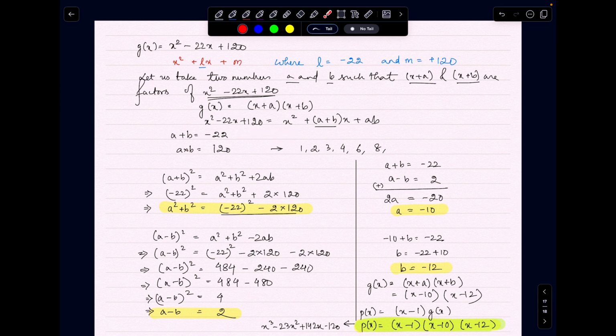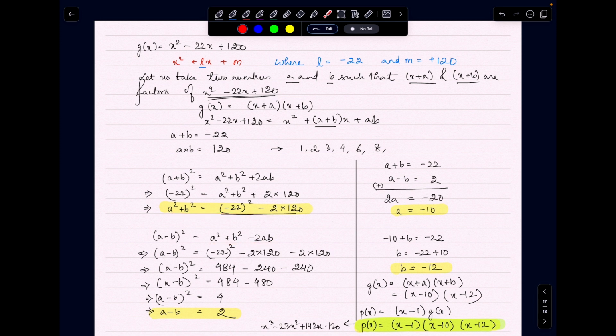So instead of that, we are using these two identities. We know the value of a plus b, and we know the value of ab. We know a plus b whole square equals a square plus b square plus 2ab. The a plus b value is minus 22, a square plus b square we do not know, but 2ab we know, because ab is 120, so 2ab is 240. From here we can find the value of a square plus b square. Now we know a minus b whole square is a square plus b square minus 2ab. We do not know a minus b, but we know a square plus b square, which we have already found, and 2ab we know.